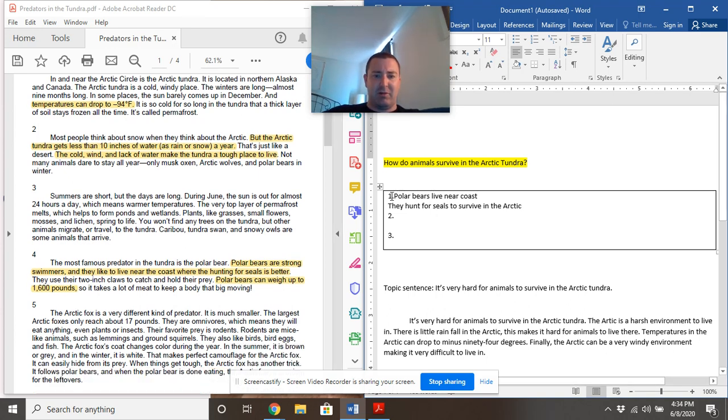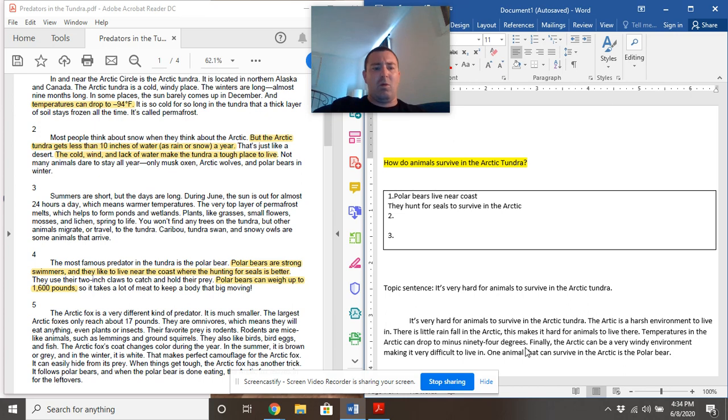Okay, let's go right into number one for us, and then we'll finish out what we actually write out together today. So let's start with something like, one animal that can survive in the Arctic is the polar bear. Okay, so we have the polar bear. He can survive in the Arctic, and then let's talk about how they survive in the Arctic.